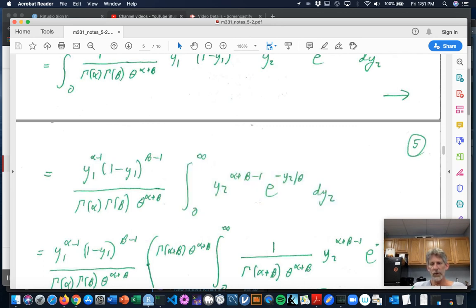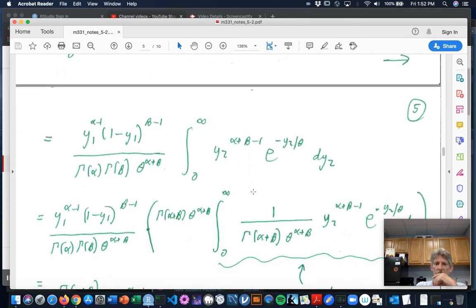And so the variable of integration is y2, a power of y2 times e to the minus y2. I could get that if I did integration by parts a bunch of times. But that would only work if the alpha and the beta were whole numbers, so that I could eventually get down to the integral of e to the minus y2 with my integration by parts. That would be uncool to do, and it would be impossible if alpha and beta are not whole numbers.